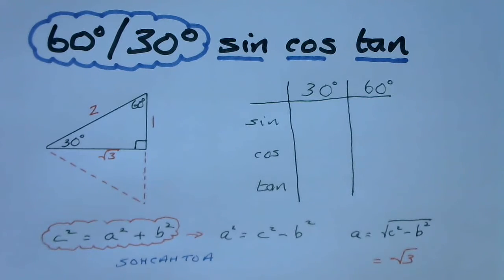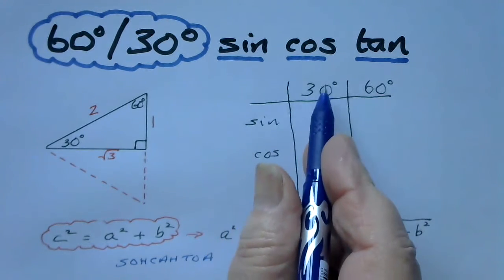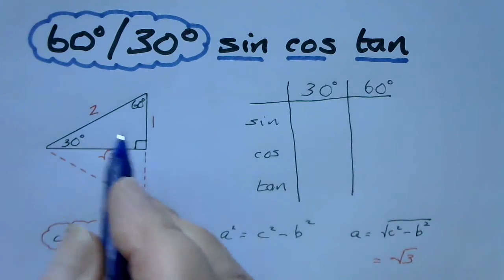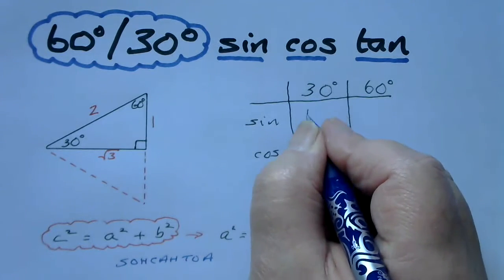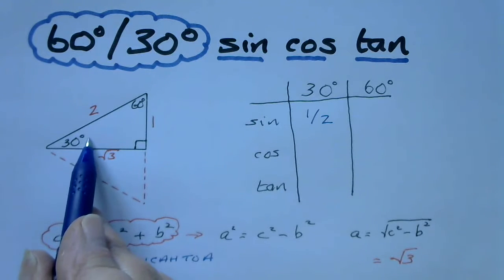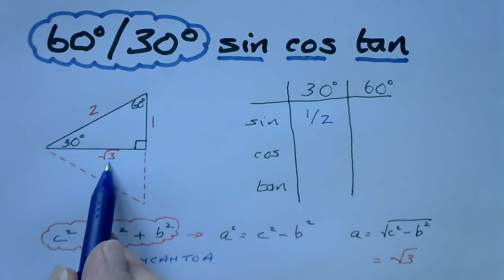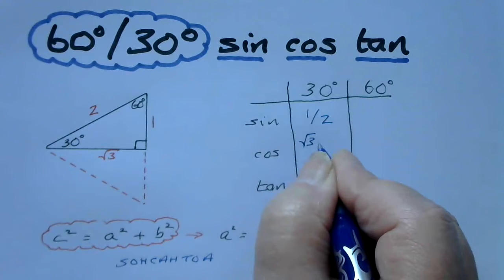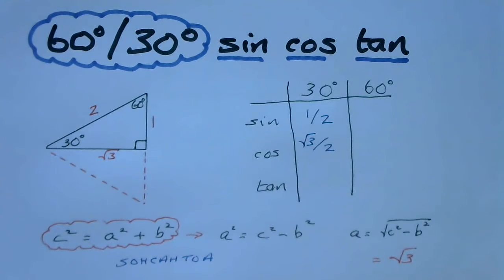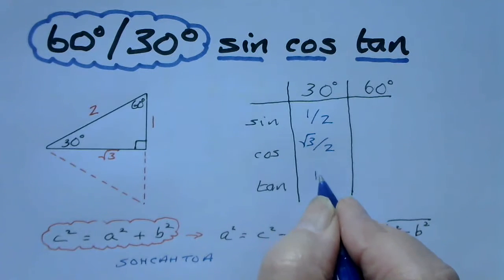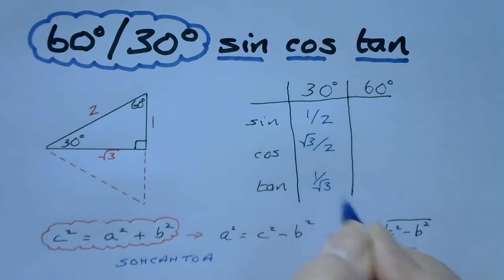Right, let's look straight away at the sine of 30 degrees. Here's 30 degrees, sine, opposite over hypotenuse. So straight away that's 1 over 2, half. Cosine of 30 degrees is adjacent over hypotenuse. So it's root 3 over 2. There we go, root 3 upon 2. And the tangent of 30 degrees is opposite over adjacent. So that's 1 over square root 3.